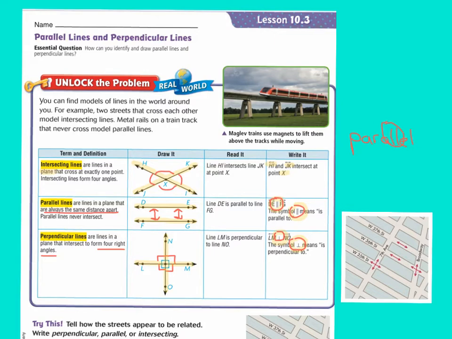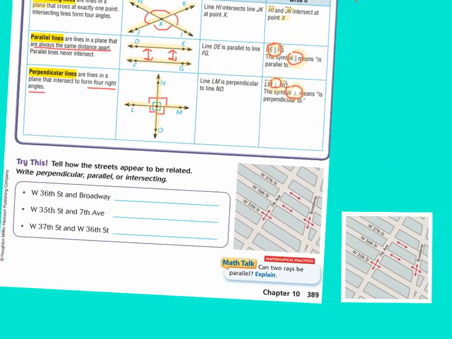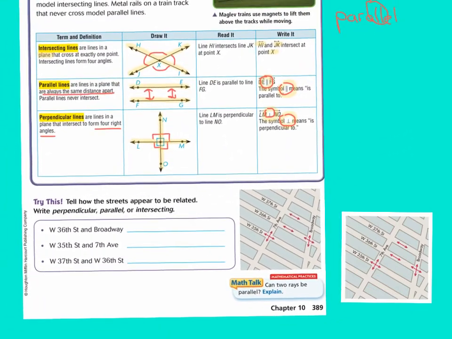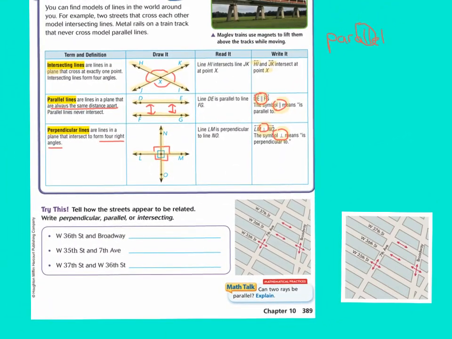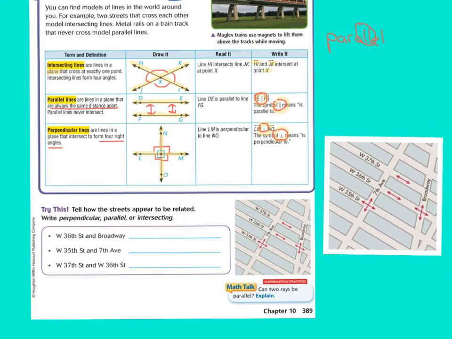Let's shift down a little bit and look at these questions in our map. I tried to make a bigger one for us over here. Okay, so in the Try This section, it says, tell how the streets appear to be related. Are they perpendicular? Are they parallel? Or we're going to write intersecting on the line.